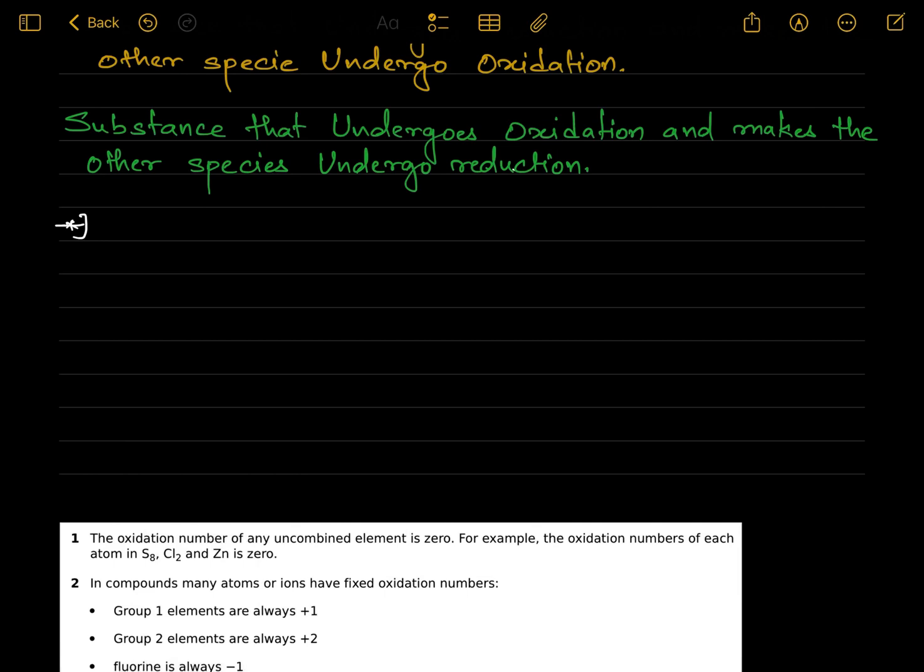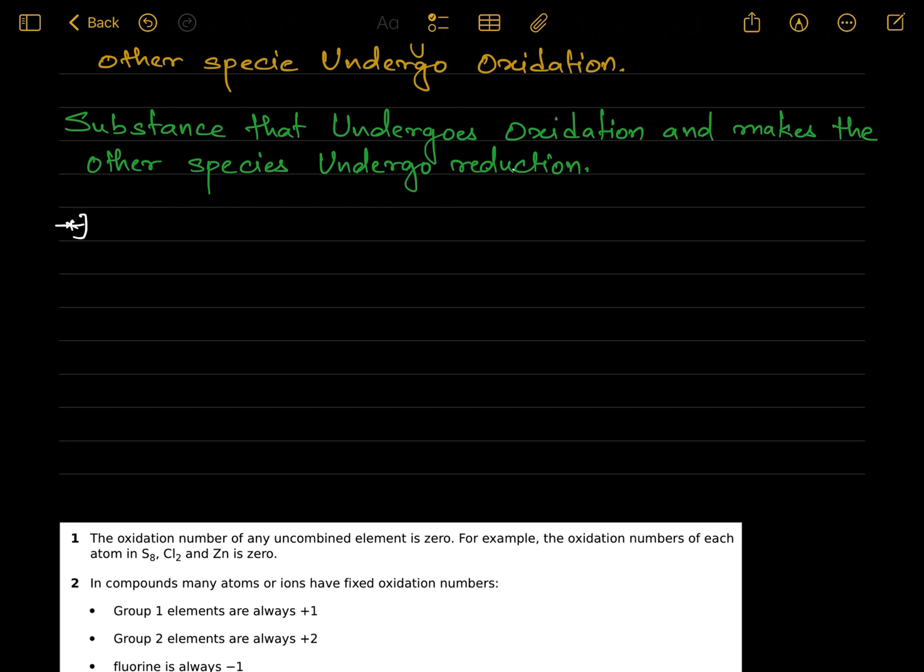Hello students, welcome back. So now we are going to discuss two different terms, but most of the students usually mix them up. We are going to talk about two different terms. The first one is the oxidation number and the second one is the valency.